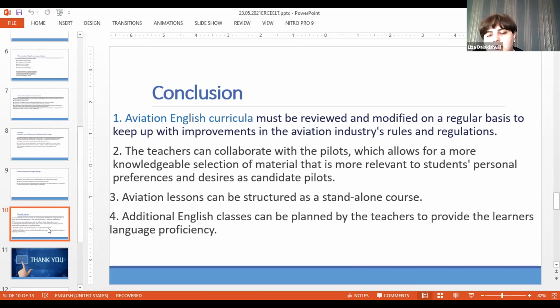The teachers can collaborate with pilots, for example, while choosing the material that is more relevant to students' preferences and desires as candidate pilots. And also aviation lessons can be structured as a standalone course. And sometimes it is very useful to use additional English classes, which can be planned by the teachers to provide language proficiency.